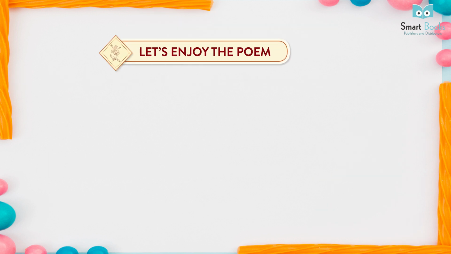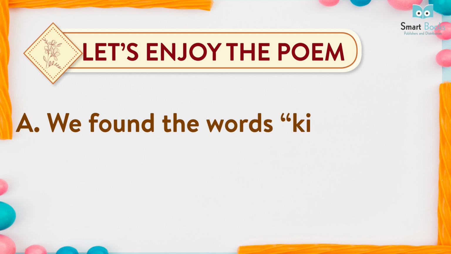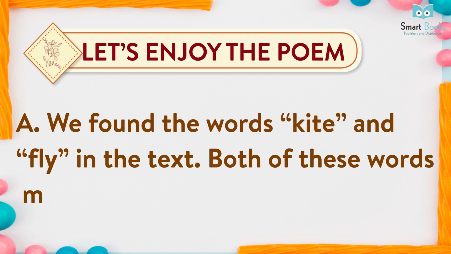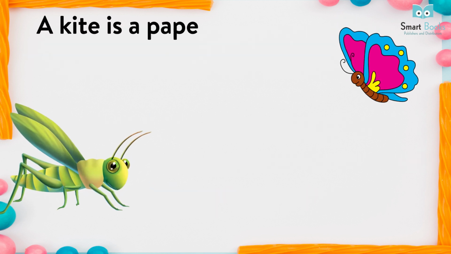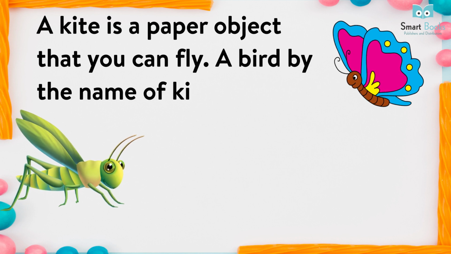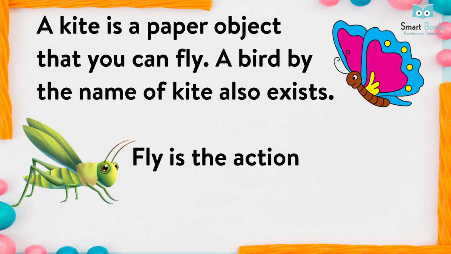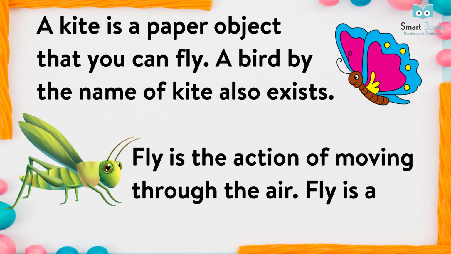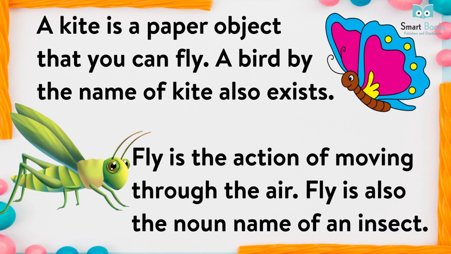Let's enjoy the poem. We found the words kite and fly in the text. Both of these words may have different meanings. A kite is a paper object that you can fly. A bird by the name of kite also exists. Fly is the action of moving through the air. Fly is also the name of an insect.